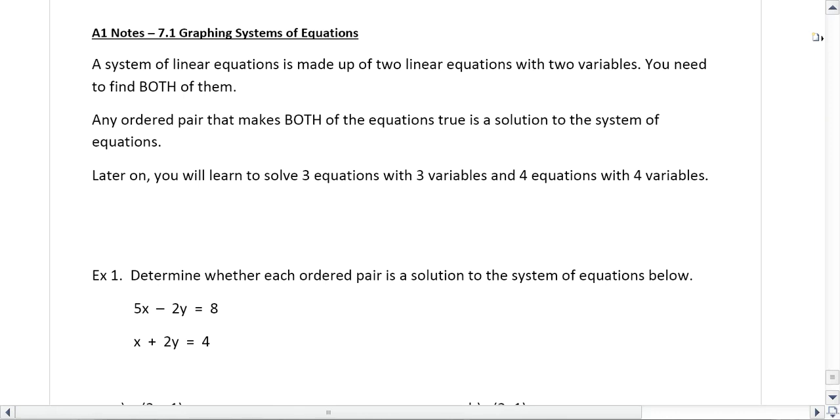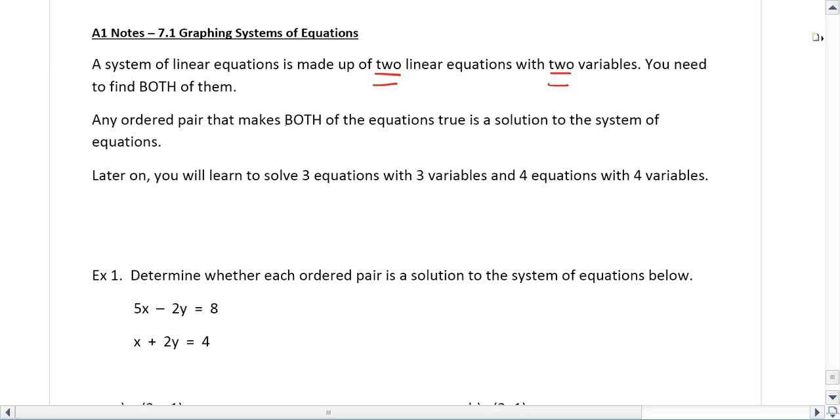This video is for Algebra 1, Chapter 7, Section 1, Graphing Systems of Equations. Alright, so far your work in algebra has been limited to working with one equation with one letter or one variable in it. So now in this chapter you're going to learn how to deal with when you have two equations and two variables, and you're going to be able to solve for both of them.